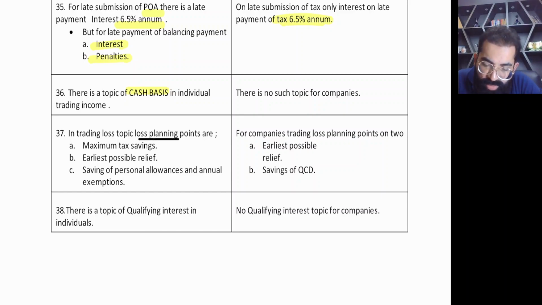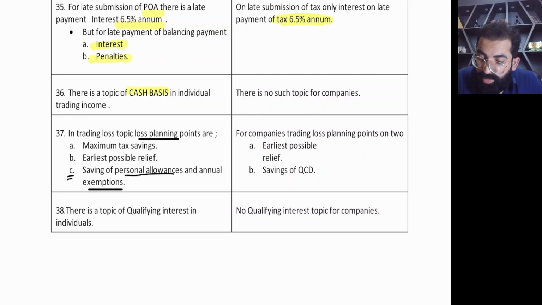Whenever you need to plan the loss in individuals, there are 3 steps. The first is go for the maximum tax rate saving. Number 2, earliest possible relief, because if you do loss carried forward you have to wait, but if you do current year and carried back, you get the relief immediately. So it's better to claim current year and carried back, because you don't need to wait. And the third thing for individuals is saving of personal allowance and annual exemptions, right? So these are the 3 points.